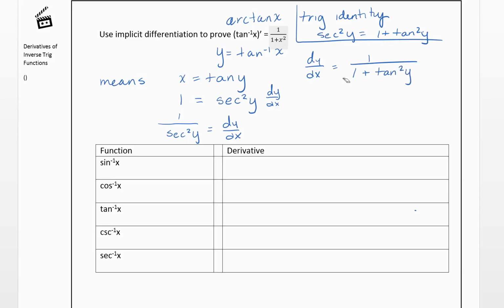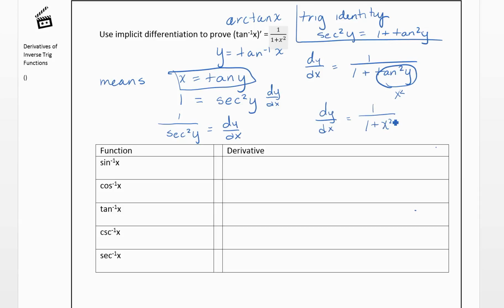Now remember what we said earlier, that tangent of y equals x. That means when we have tangent squared of y, that's equal to x squared. So that's how we get that the derivative of the inverse tangent of x is equal to 1 over 1 plus x squared.